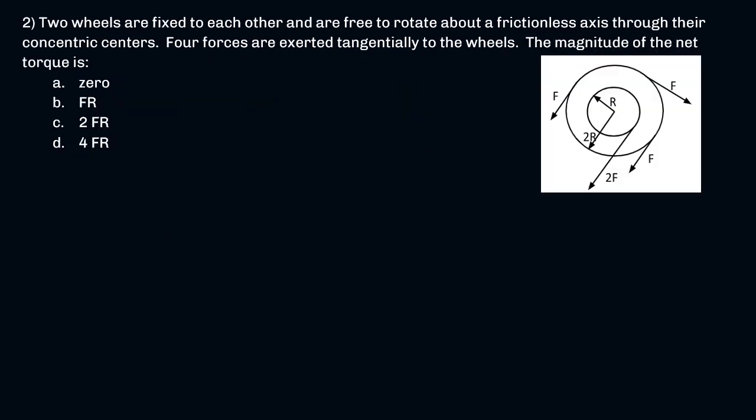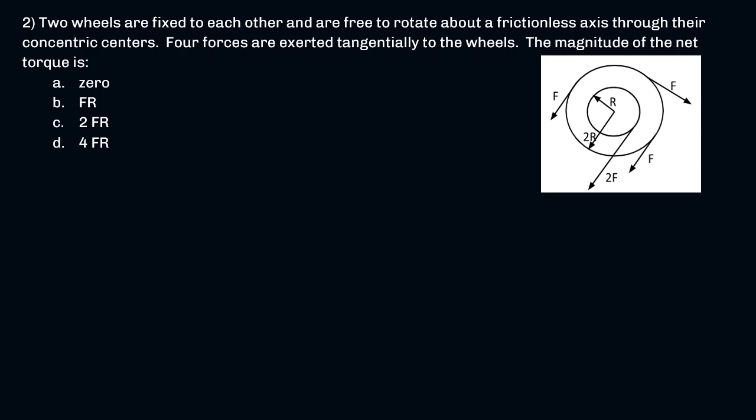All right, so example number 2, we have two wheels that are fixed to each other and are free to rotate about a frictionless axis through their concentric centers. Four forces are exerted tangentially to the wheels. The magnitude of the net torque is.